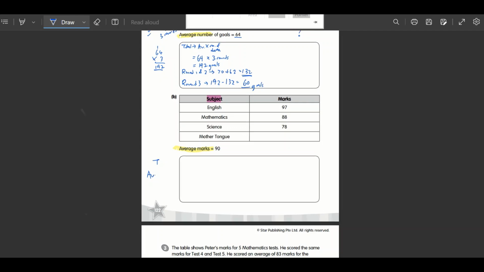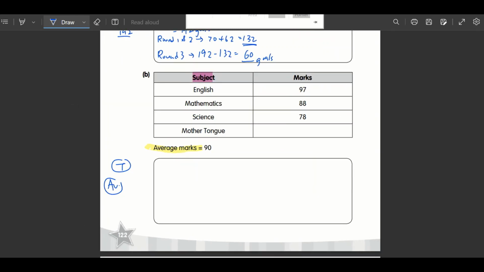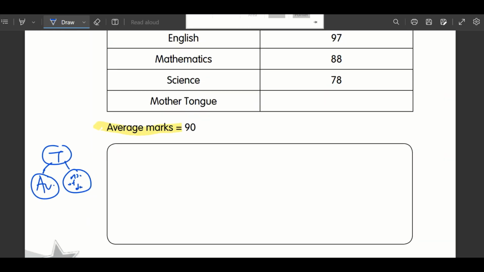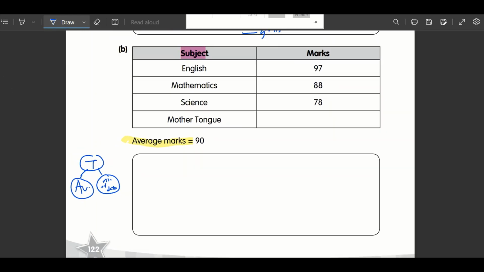Okay, so over here, the average is given. The average is 90. The total is what we don't have. We have the number of data. There are 4 subjects here, so that gives you 4 data. So I have one that's missing. That's the mother tongue. So the scores for mother tongue is missing.